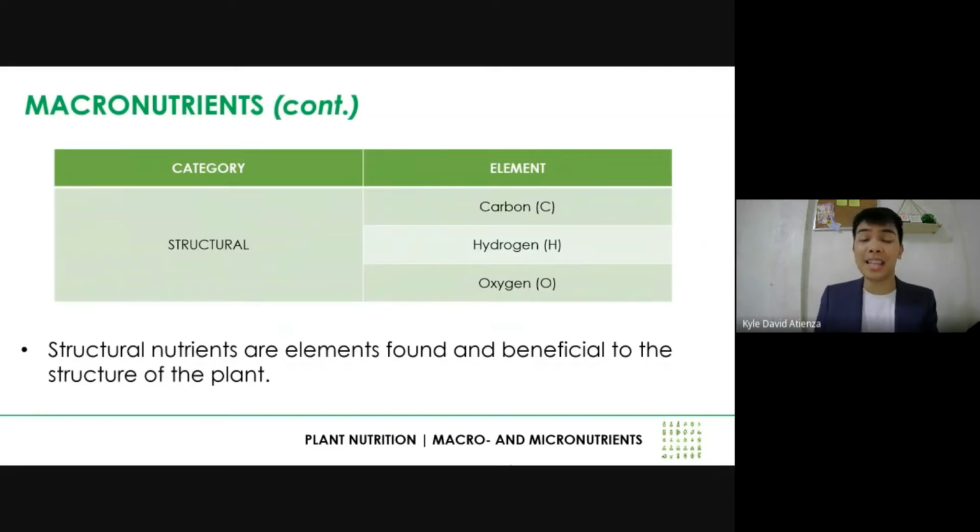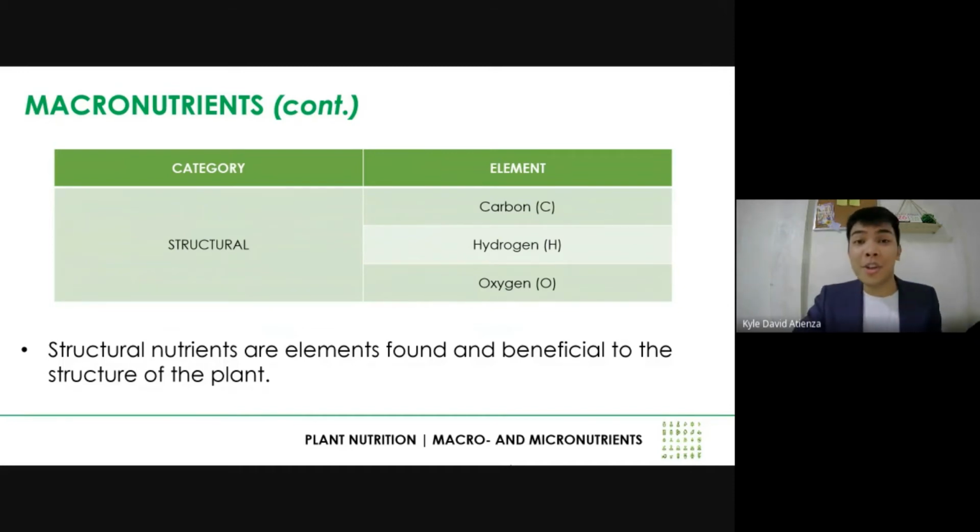So the first category of macronutrients is the structural macronutrients. There are three classified elements for structural macronutrients. These are carbon, hydrogen, and oxygen. And the structural nutrients are elements found in and beneficial to the structure of the plant.